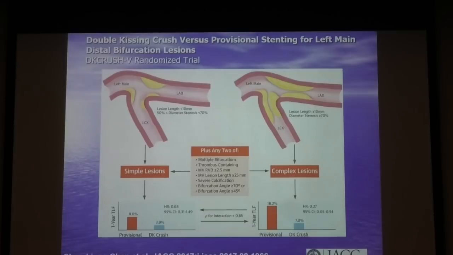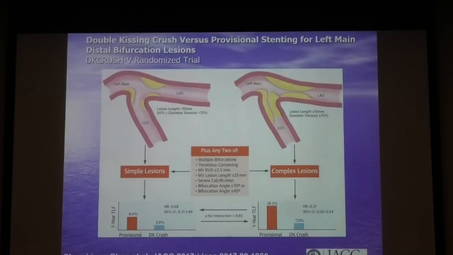This is one center's data that suggested that the main two stent strategy in left main should be DK crush. It's a moderate number of patients, single center, so I think you need much more data to adopt that. But in general, it's a good technique to know about.